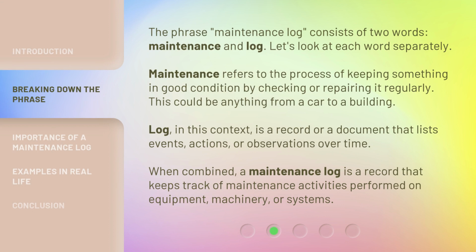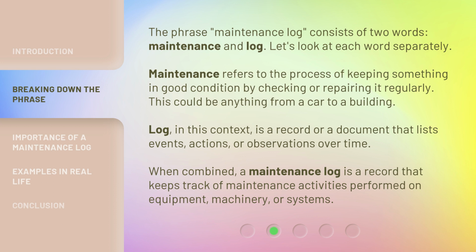The phrase, maintenance log, consists of two words, maintenance and log. Let's look at each word separately. Maintenance refers to the process of keeping something in good condition by checking or repairing it regularly. This could be anything from a car to a building.